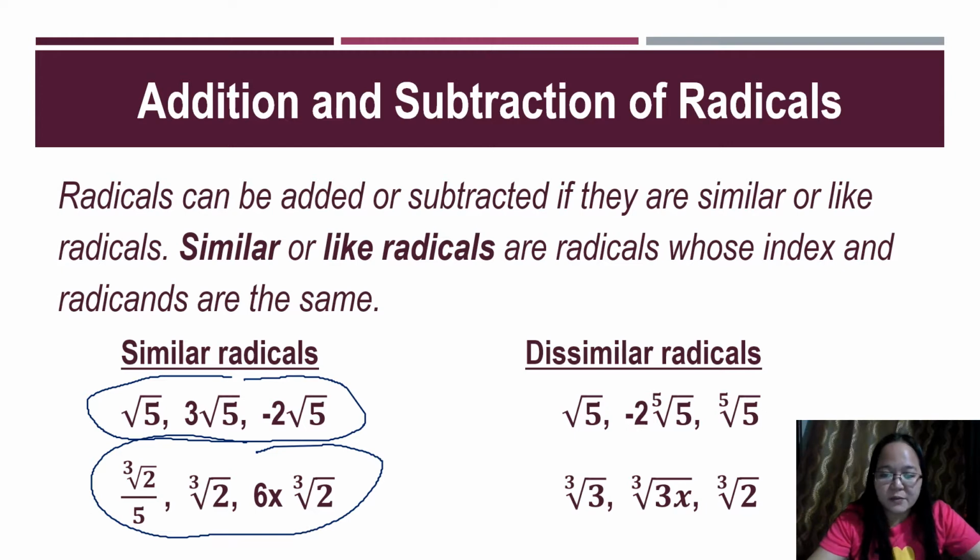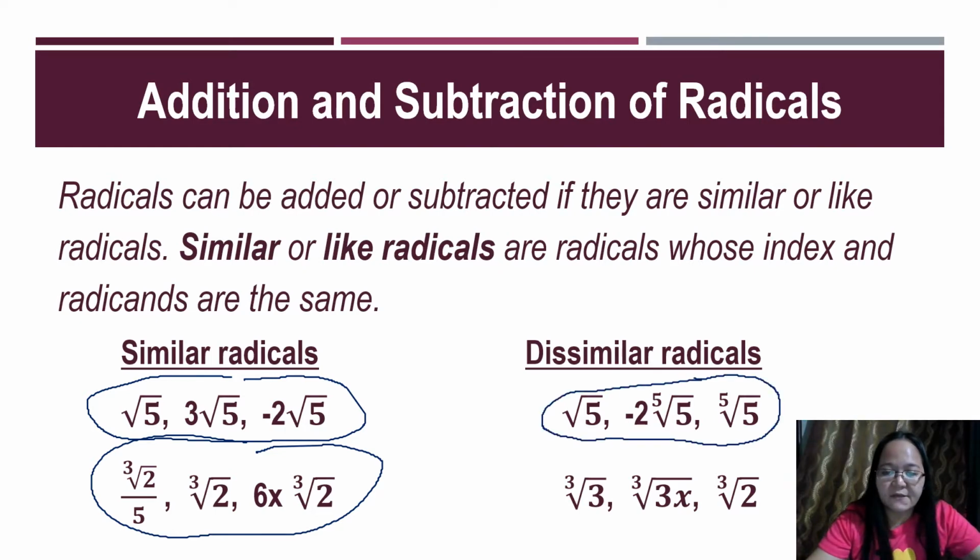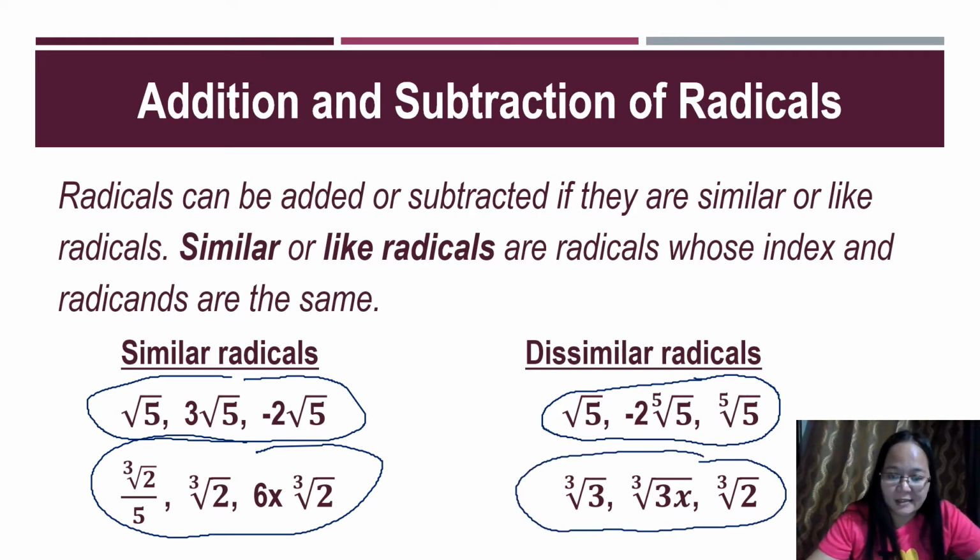Next, we have some examples of dissimilar radicals. First, we have square root of 5, 2 fifth root of 5, and fifth root of 5. So if you will try to observe, not all of them have the same index and radicand. Another example of dissimilar radicals are cube root of 3, cube root of 3x, and cube root of 2. They may have the same index, but they do not have the same radicands. So still, they are dissimilar radicals.